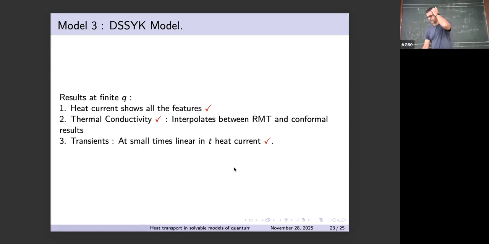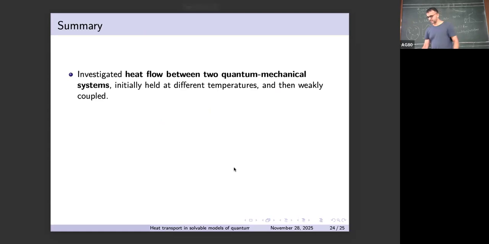There's a linear-in-time behavior in heat current. You can, in fact, do perturbation theory. You can compute T square, T cube, all of these things fairly easily. Those special functions admit nice perturbative expansions. Anyway, let me just summarize.